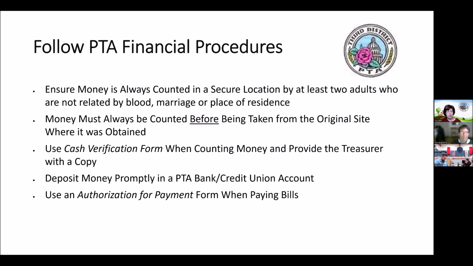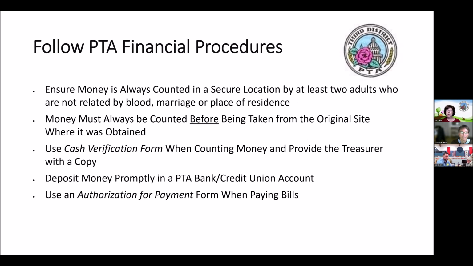Okay, we need to follow financial procedures. And everybody is responsible for seeing that these procedures are followed, not just the financial officers. You need to ensure that money is always counted in a secure location by at least 2 adults who are not related by blood, marriage, or place of residence. Money must always be counted before it's taken from the original site where it was obtained. So you don't take it home to count. It needs to be counted.